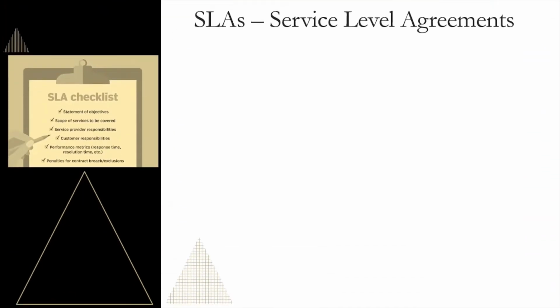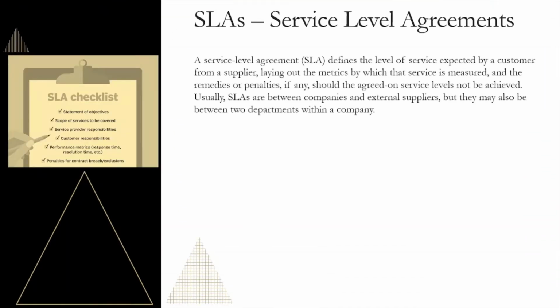So we start with SLAs. A service level agreement, SLA, defines the level of service expected by a customer from a supplier, laying out the metrics by which that service is measured and the remedies or penalties, if any, should the agreed on service levels not be achieved.